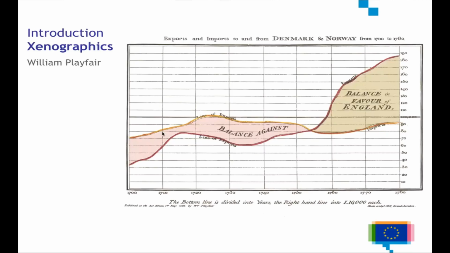And so what Playfair did was he added a little text at the bottom of the chart. I don't know if you can read it, but it says the bottom line is divided into years and the right-hand line into £10,000 each. So he's helping the reader understand what he or she is looking at. He was giving a little bit of explanation because he knew that this was something that his readers would never have seen before.